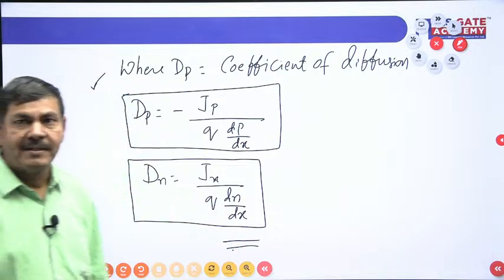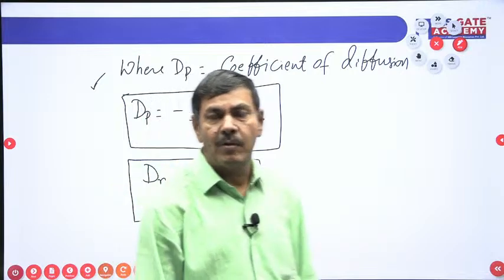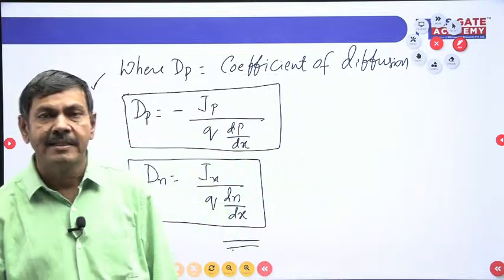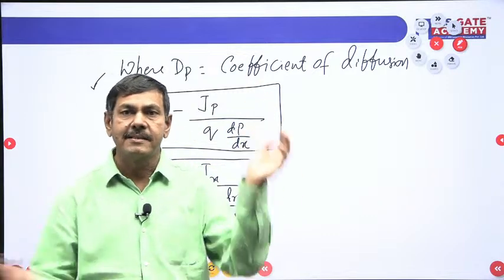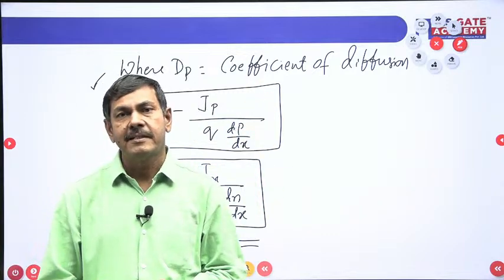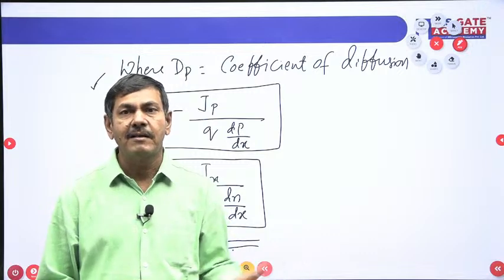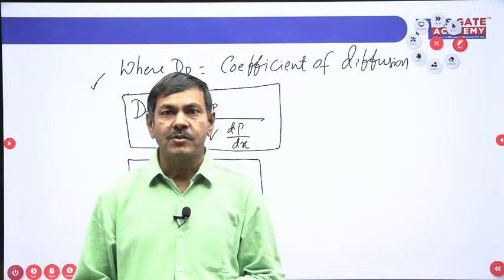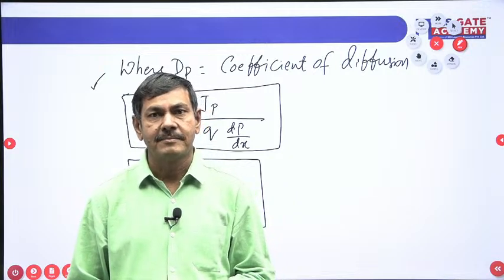Understand my point now. In the next section, I will explain what the Einstein relation is, what the thermal equivalent of voltage is, and what the electric field intensity versus drift velocity relationship is. Those will all be explained tomorrow. Understand my point now. Okay, I hope you followed so far. Thank you.